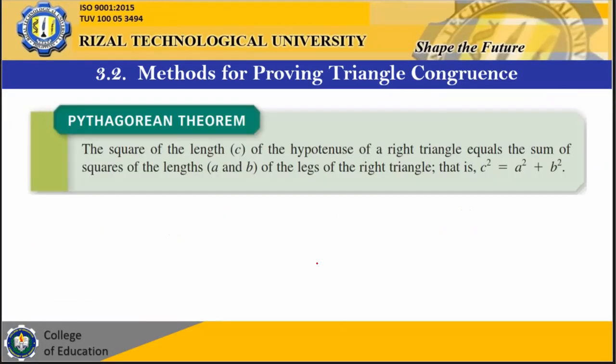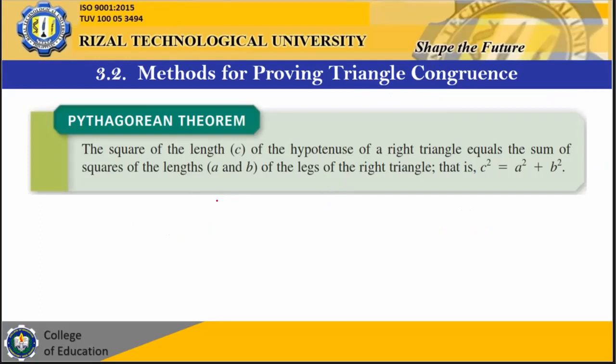Okay, let's talk about the Pythagorean Theorem. This is not a stranger topic to you because this has been introduced already. Yung iba nga sa inyo, alam nang sagutan. But again, let us touch this because it's part of our lesson.